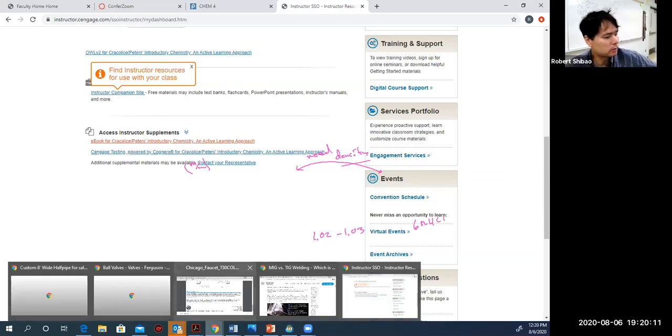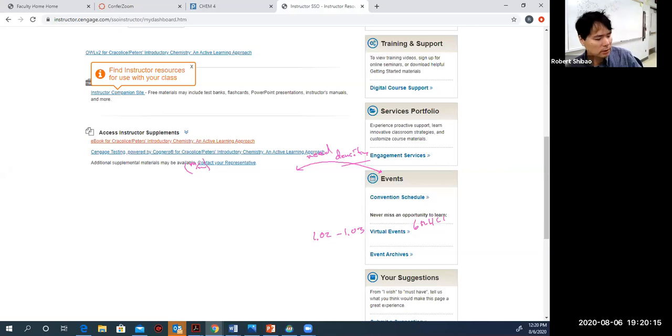Now, did I bring my notes? So the first thing we're going to do is take a look at the Charles law lab. Maybe we'll finish that. Were there any questions on the measurement lab?